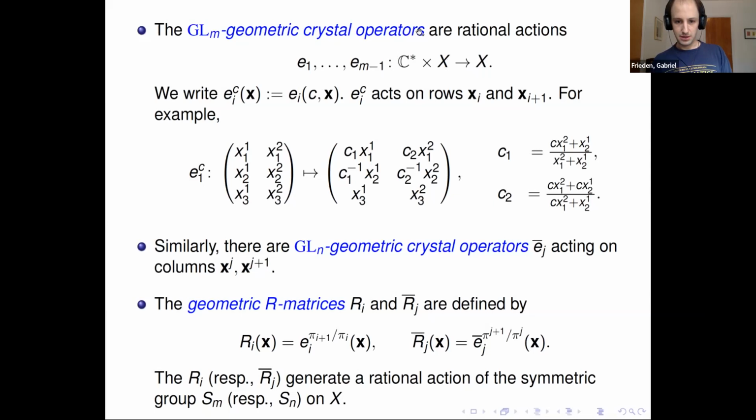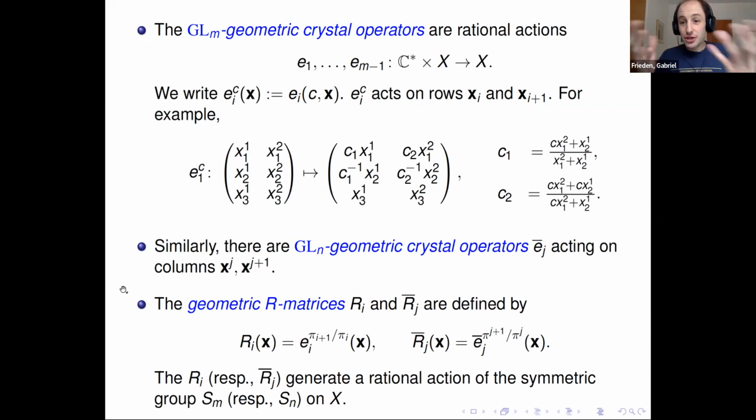So pi I is the product of the things in row I. Right. So you have these crystal reflection operators acting on any crystal, and it turns out that the geometric crystal operators, you can also define a geometric crystal reflection operator, which gives you an SM action.